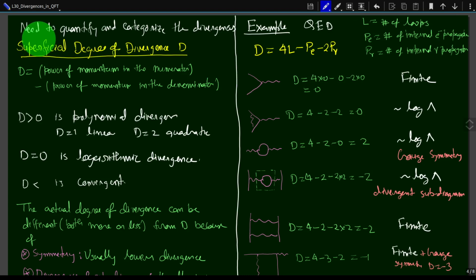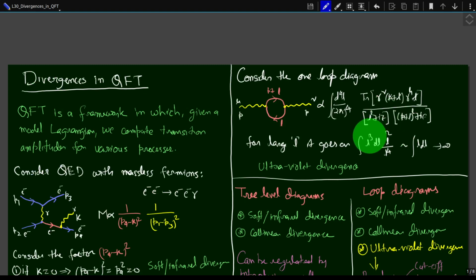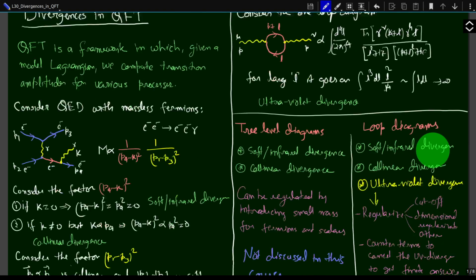We need to quantify and categorize all these divergences. So we have to define quantities that will take care of how divergent the divergent stuff is. For that, we define what's called the superficial degree of divergence, labeled by D. In any given diagram, you count the number of momenta in the numerator minus the number of momenta in the denominator, exactly what we did on the first slide while I was talking about the degree of divergence. We counted the total number of L in the numerator, which turned out to be 4 here and 2 here, so 6 in the numerator and 4 in the denominator. So 6 minus 4 is 2, and the degree of divergence would be 2.